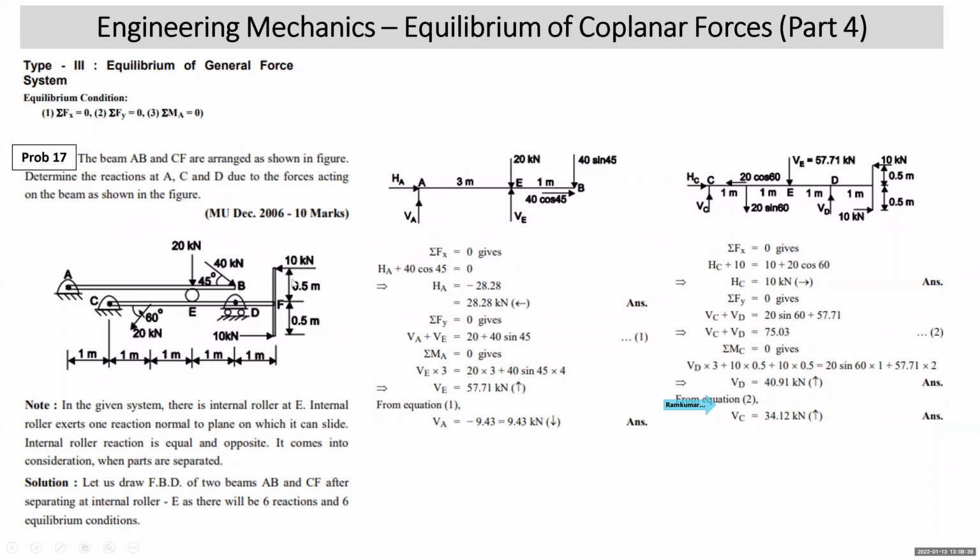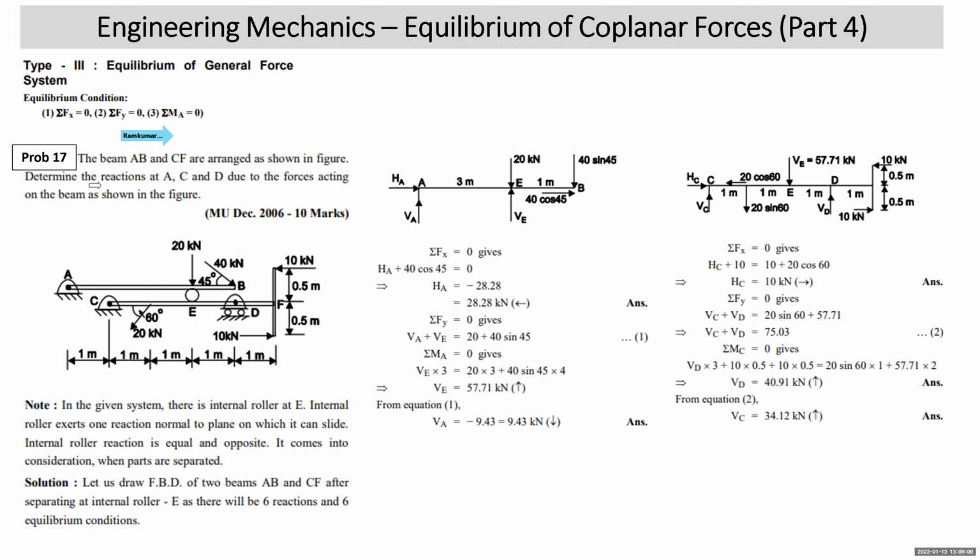So now we have come to the last problem of this chapter as well as of this lecture, that is problem number 17, which is given with one internal roller. This concept also we need to understand. What is the concept of internal roller? As I explained to you, internal hinge, same the internal roller. Internal roller will exert one reaction which will be equal and opposite. Internal roller reaction comes into consideration when the two parts are separated. That is the difference between internal roller and external roller.